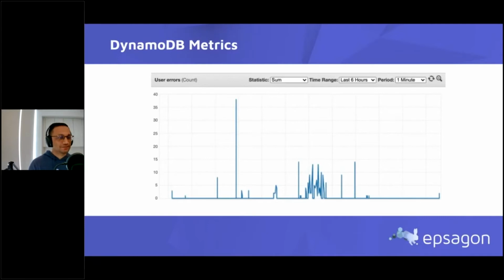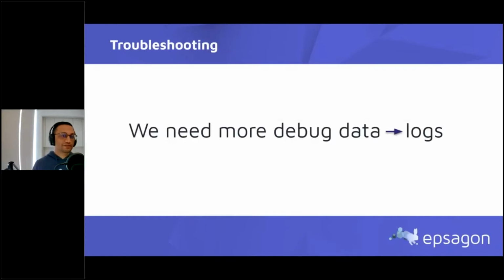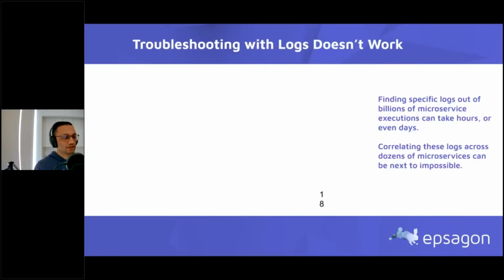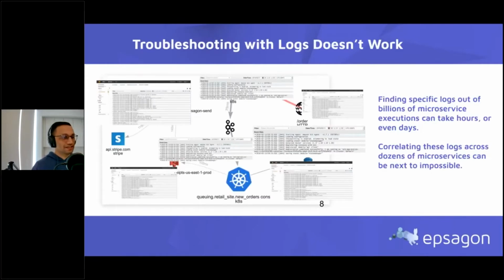Now these are interesting spikes. That's because these are the count of user errors. But why do we see these spikes? So we need more data to understand why. And whenever we need more data, we generally go to logs. But logs really don't work as a starting point, as I previously mentioned.